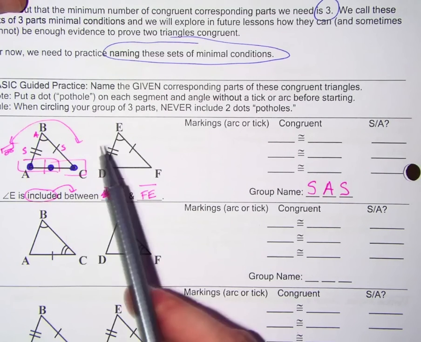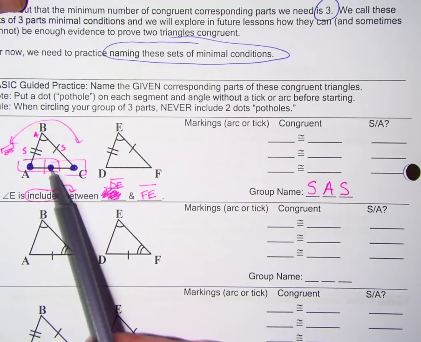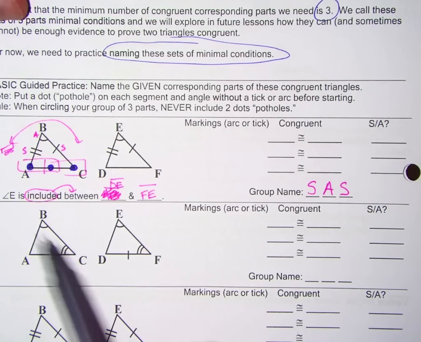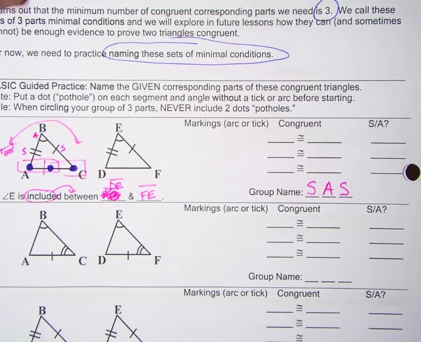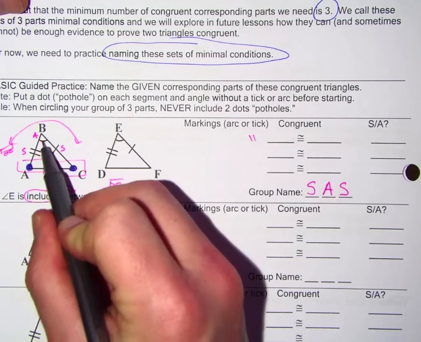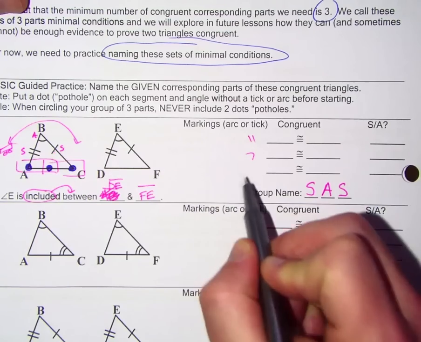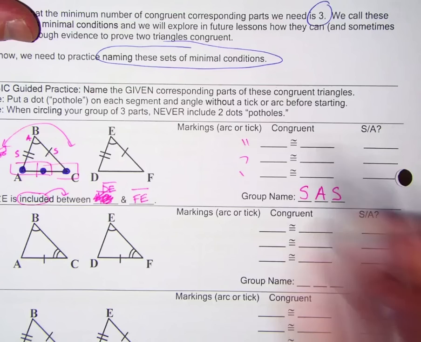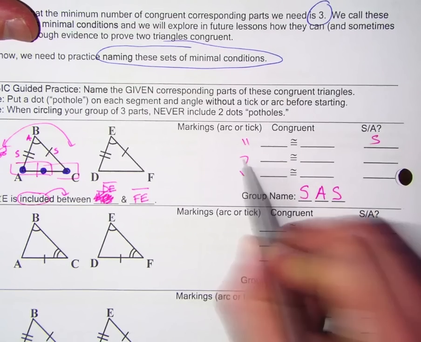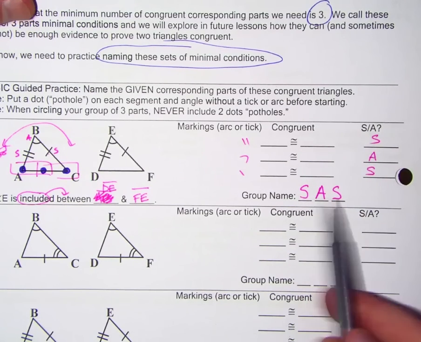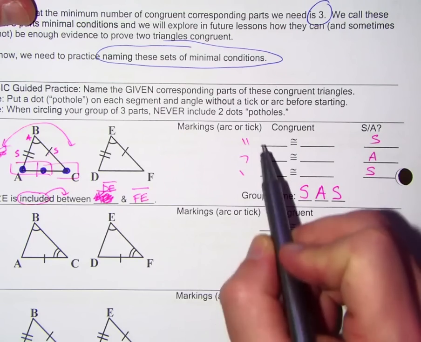So included means between, and if you put down dots on everything, just on one triangle, you cannot go over 2 in a row. So now we just want to spend a little time matching everything up. I like to go ahead and say, okay, I'm going to go with 2 ticks, 1 arc, 1 tick, and I'm just going to state everything, remembering order matters. Now, these ticks represent a side, this arc represents an angle, this tick represents a side. Again, that's the group name, side, angle, side we've been given for congruent parts.